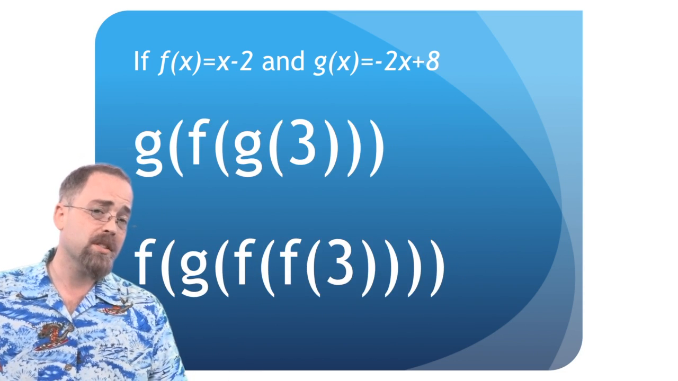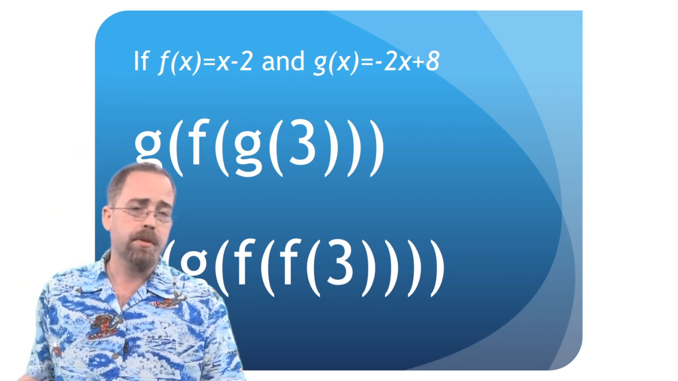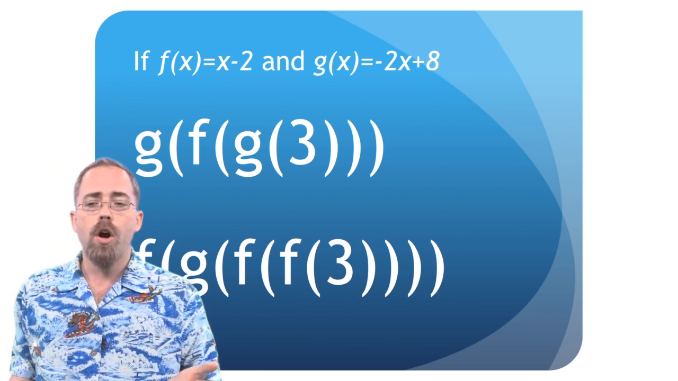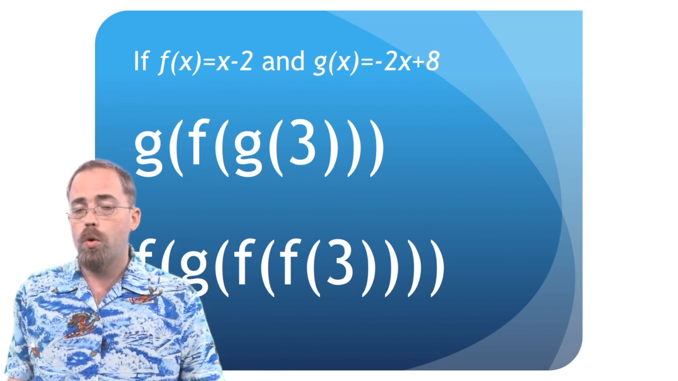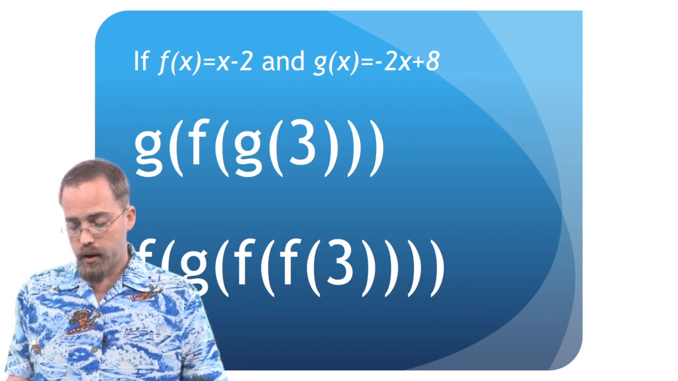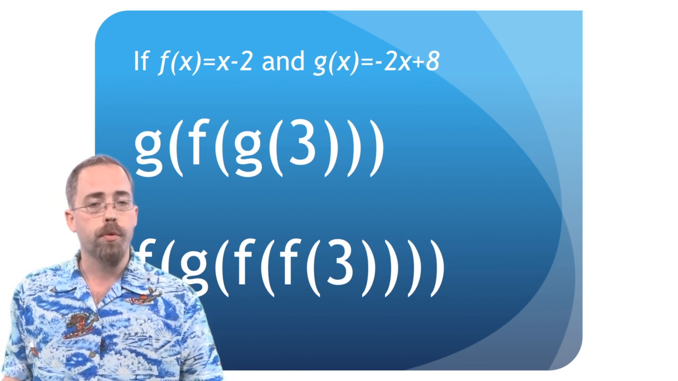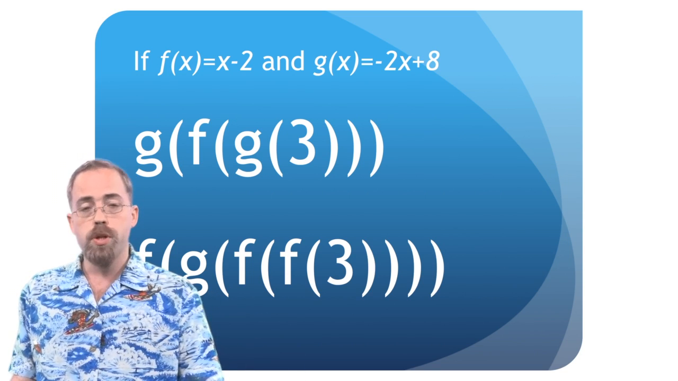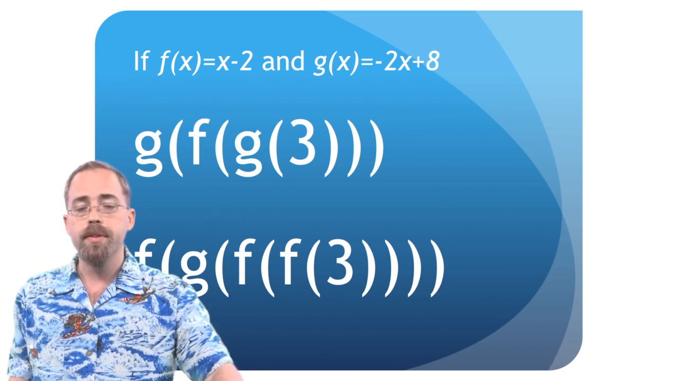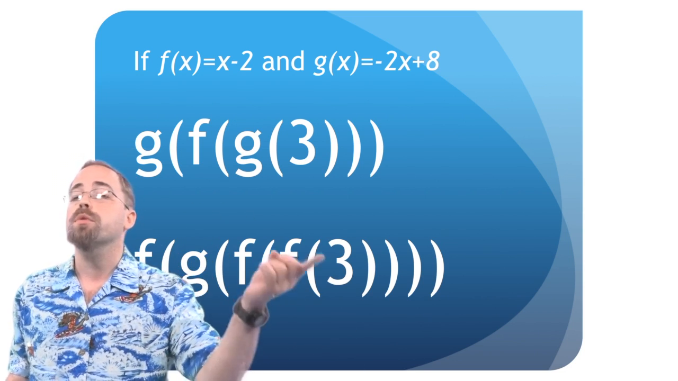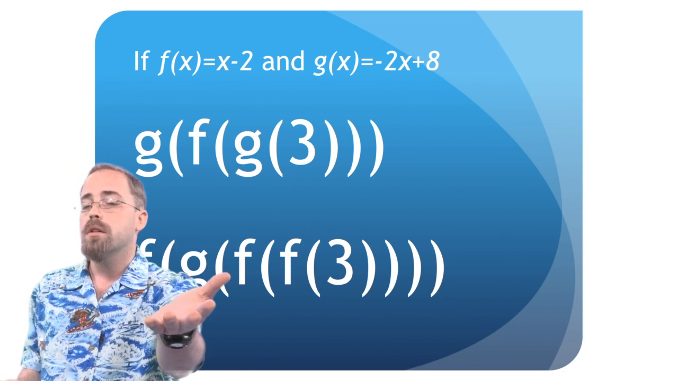And of course, I'm a math teacher, and I love to punish children, so there are all manner of crazinesses that I can do with this. We can go wild and put g of f of g of 3. And that means that you need to do g on 3, take that output, run it through f, take that output and run it through g, and what do you get?